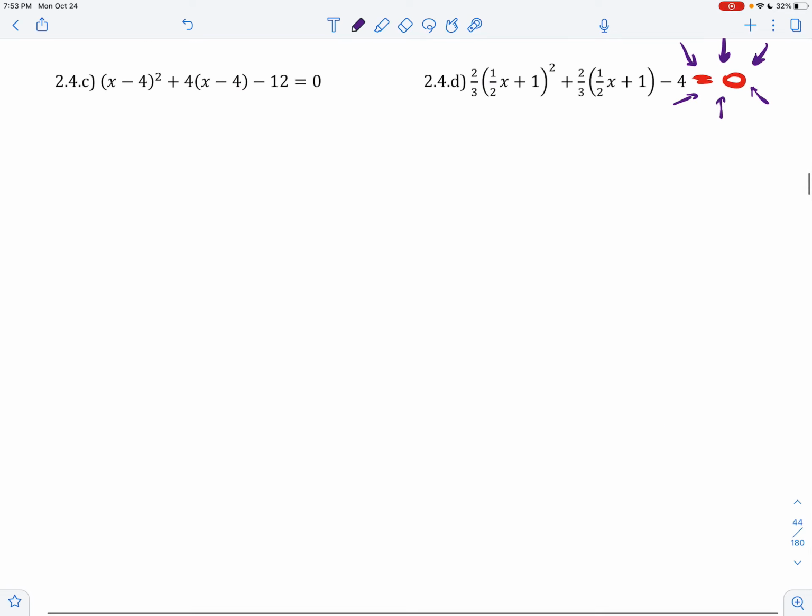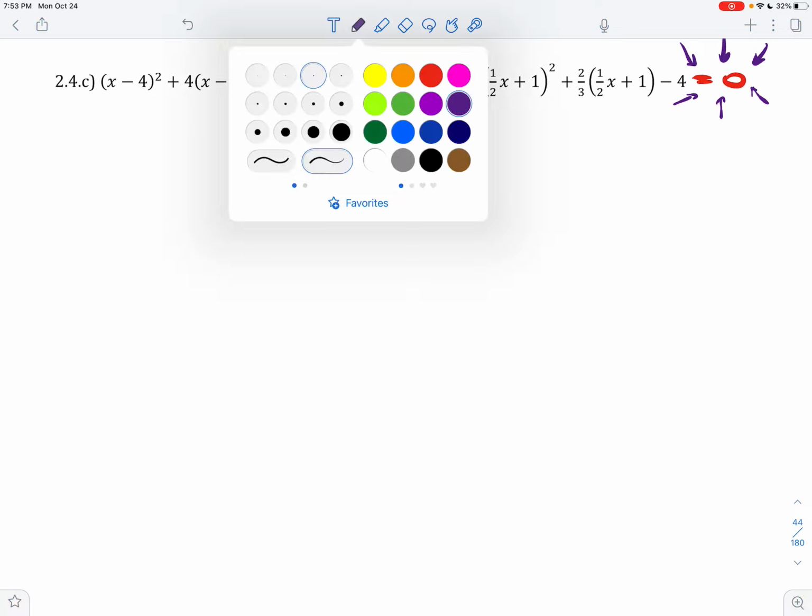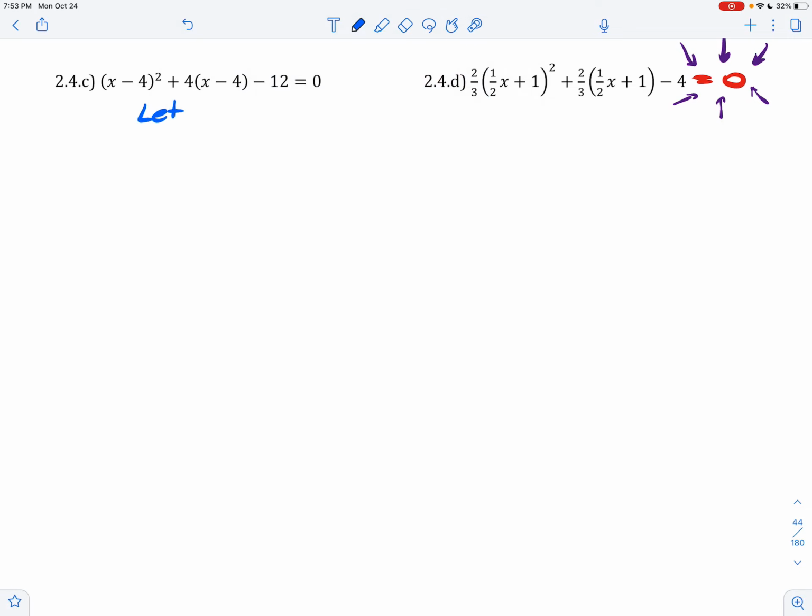Example C. Does anyone feel like they know what we should start this off with? Any hands? That's right. We are going to start this off by introducing u. And then we can rewrite this whole equation and say we've got u squared plus 4u minus 12 equals 0. And again, we factor. That's u plus 6 and u minus 2.